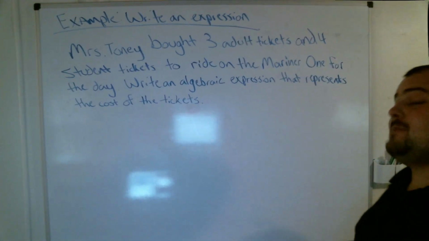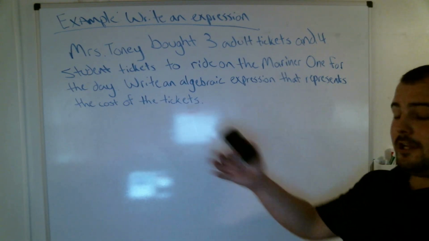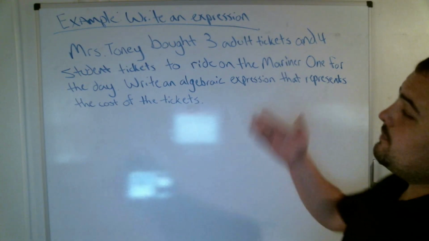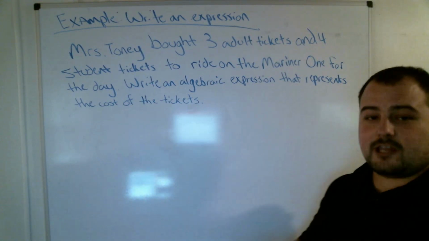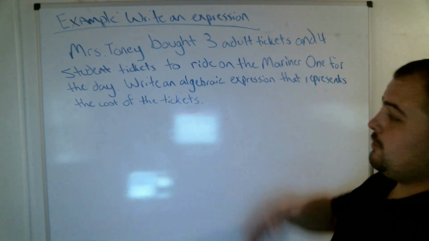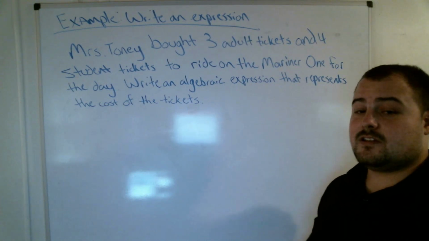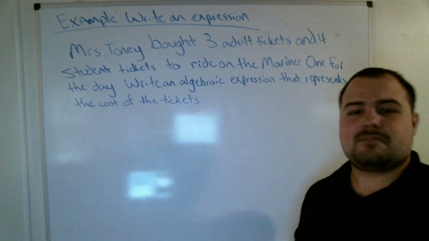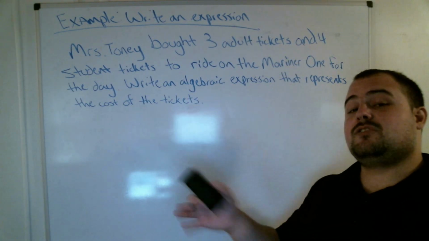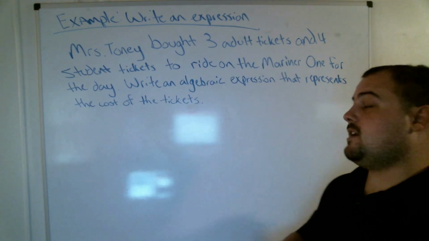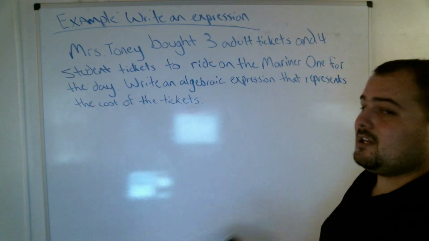For our last few types of problems, we're going to look at something that could potentially be a real world example. In this case, we're going to talk about Mrs. Tony. So Mrs. Tony bought 3 adult tickets and 4 student tickets to ride on the Mariner 1. Again, that's the boat that we have for the school for the day. Our job is to write an algebraic expression that represents the cost of the tickets. We need to assume that adult tickets probably cost a little bit different than student tickets. So we have to come up with the total price, but without adding an equal sign, because the job says to write an algebraic expression. No equal signs are allowed in expressions.